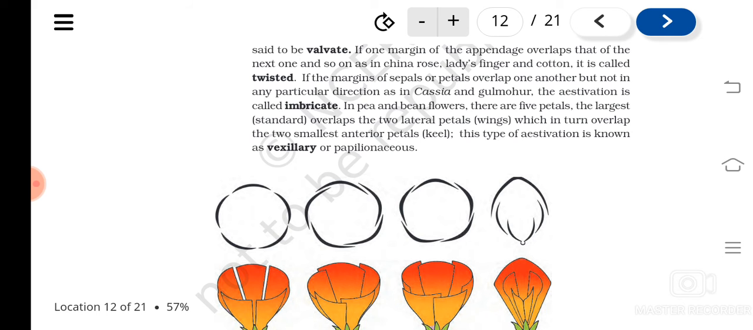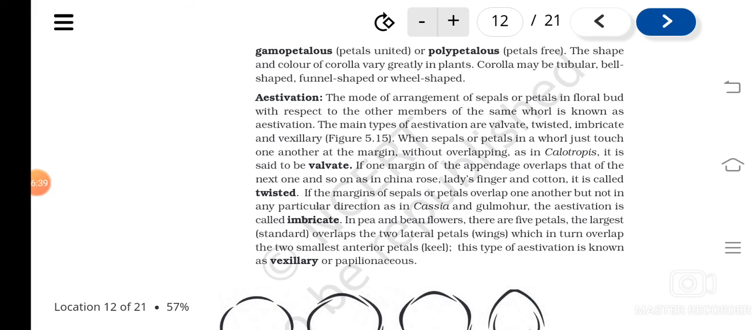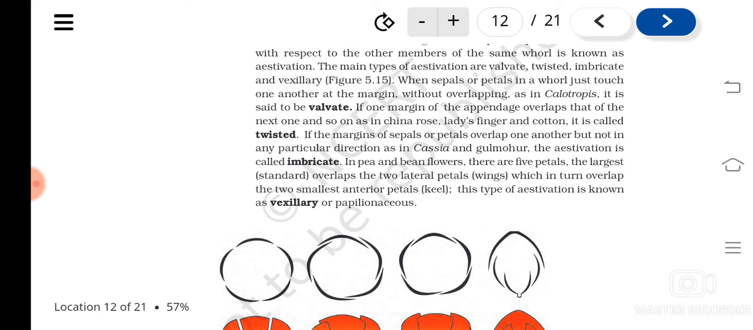Now imbricate. Valvate means the sepals or petals are just touching. There is no overlapping as seen in the diagram.